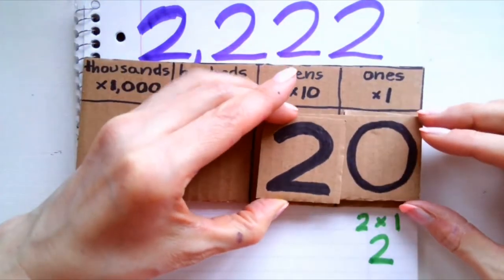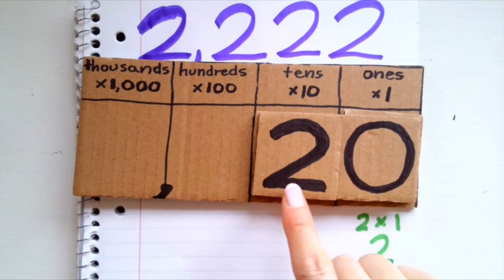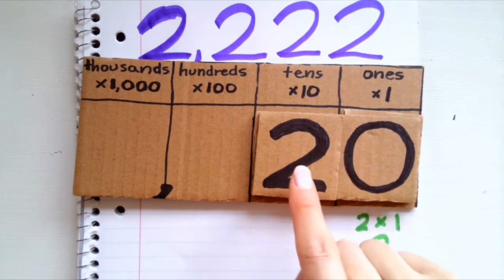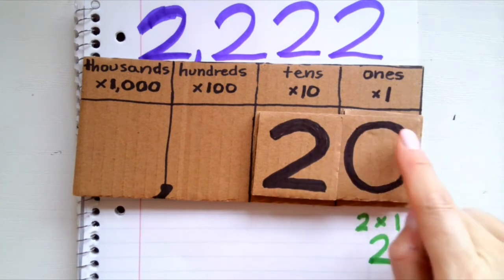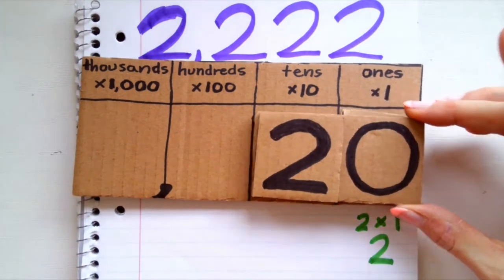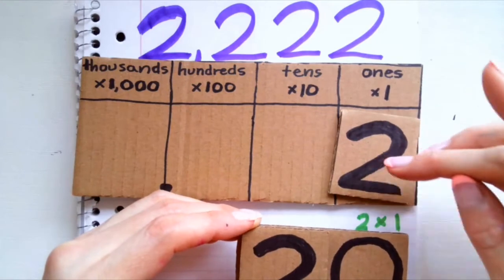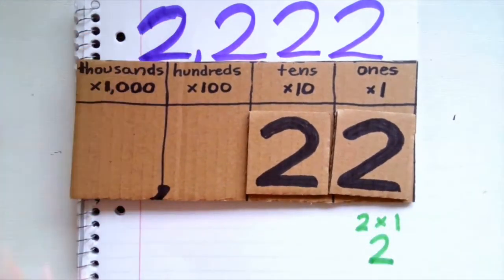We put a 0 in the ones place because the 2 went from the ones place to the tens place. It is 10 times bigger. So there's nothing left in the ones place, and so we put a 0. So this 2 is worth 20. This 2 is worth 2. Put them together. What number do we have so far here? Right, 22.